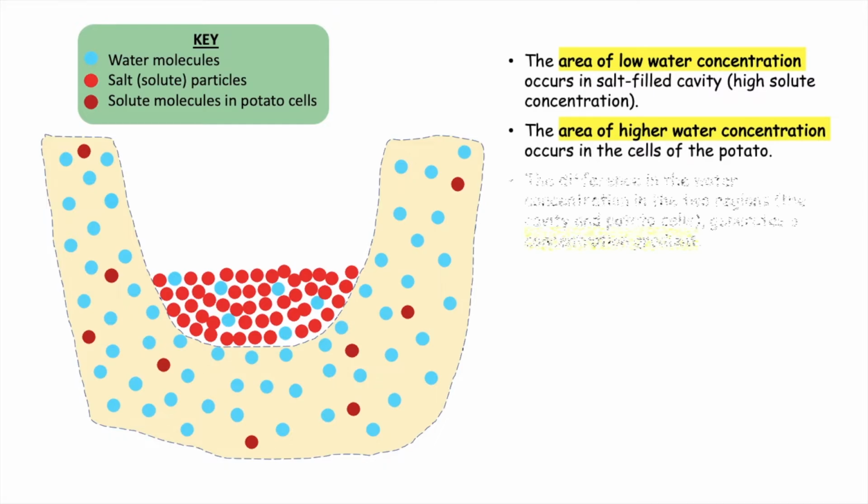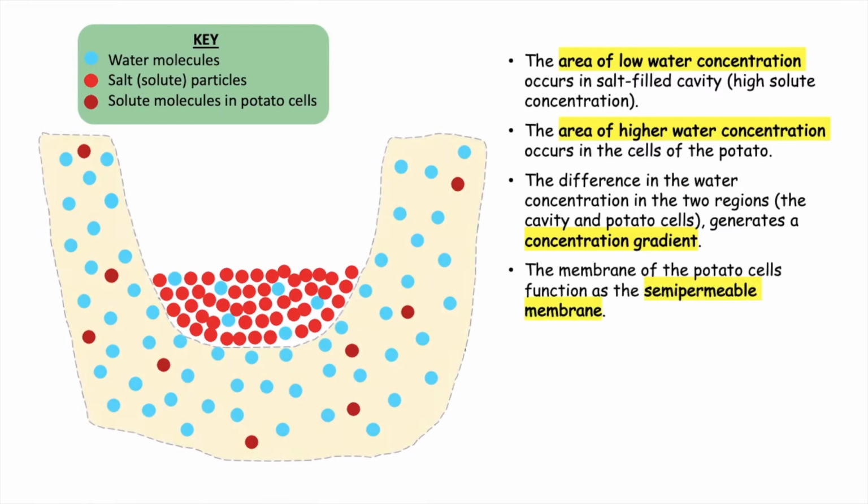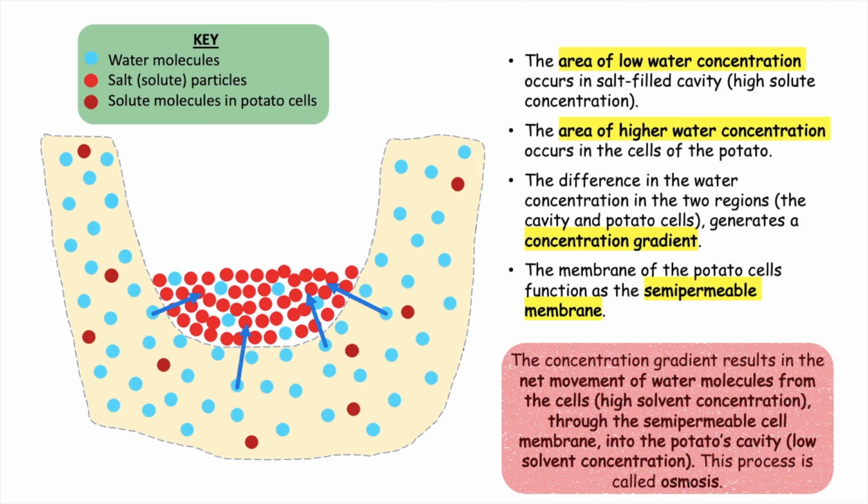Now, this difference in the concentration of the water molecules within the potato and in the cavity will generate what is called the concentration gradient. And once we have a concentration gradient, it will initiate the movement of water molecules from the region of high to low water molecule concentration. However, the water molecules must first pass through the cell membrane of the potato cells, which actually functions as the semi-permeable membrane.